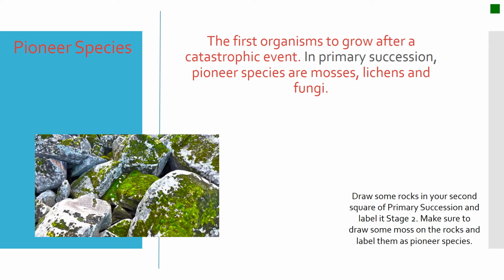It's just like a pioneer that we hear about in history, okay? Pioneers are going to be the first people to venture out into any unknown territory. Pioneer species are the same thing. These are going to be the first organisms to grow after any kind of catastrophic event. For primary succession, these are always going to be specifically mosses, lichens, and fungi. All right, so don't forget you're on stage 2, the second square in your primary succession comic.